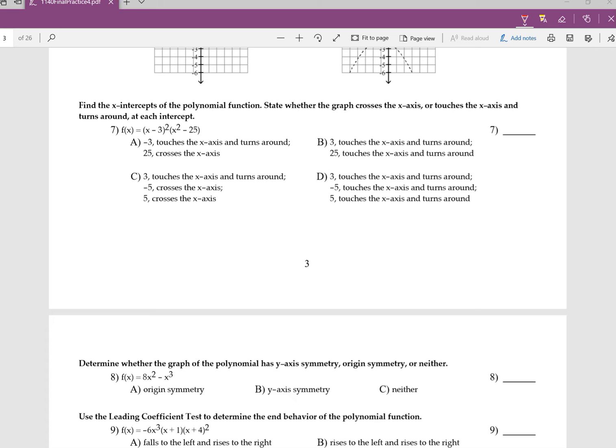Okay, and so for number 7, you're looking at this multiplicity being even. So at positive 3, we would say it touches the x-axis, because this is one of those situations where it's kind of curving either this way or this way, depending if it's positive or negative.